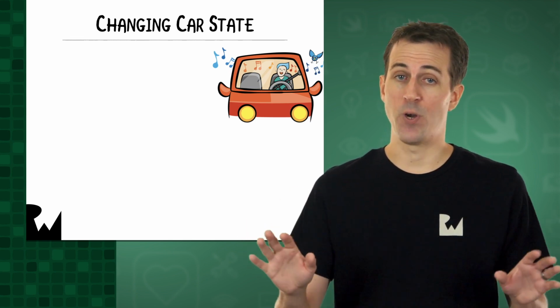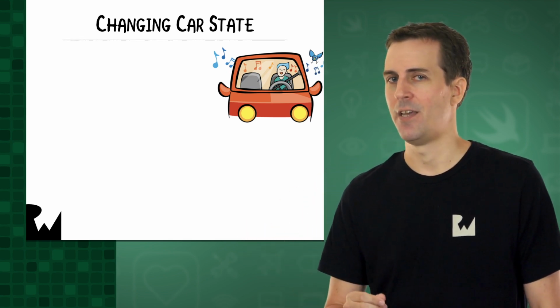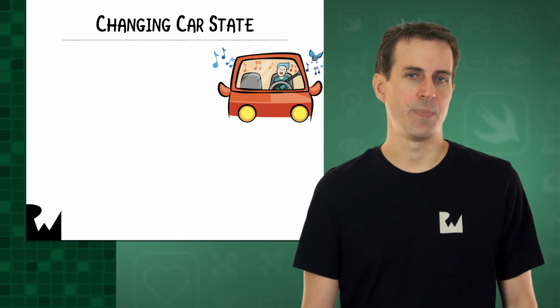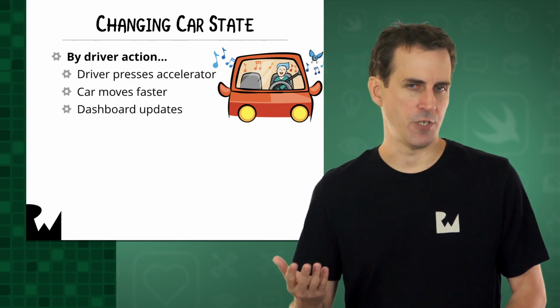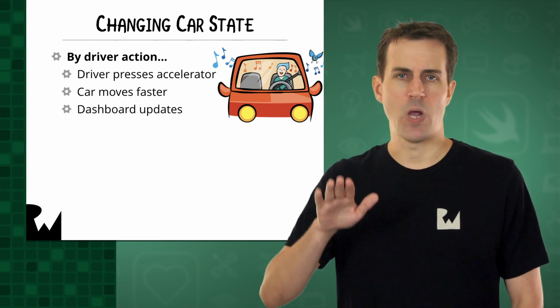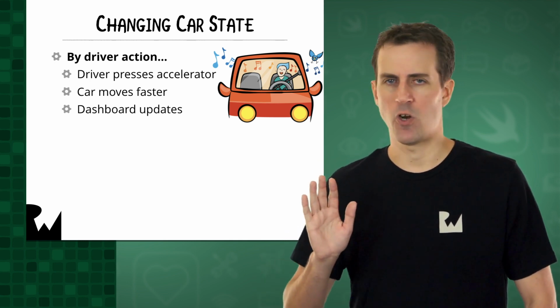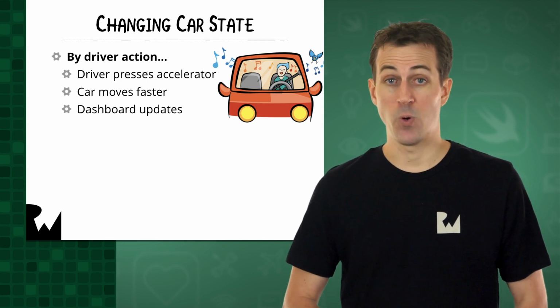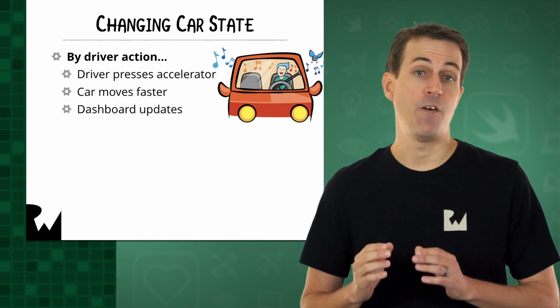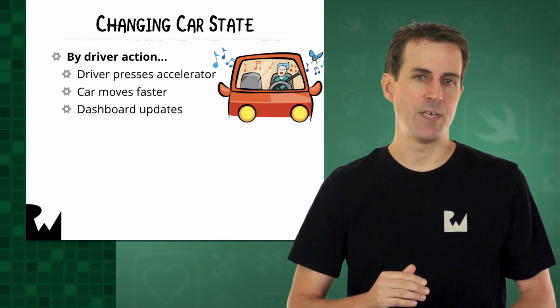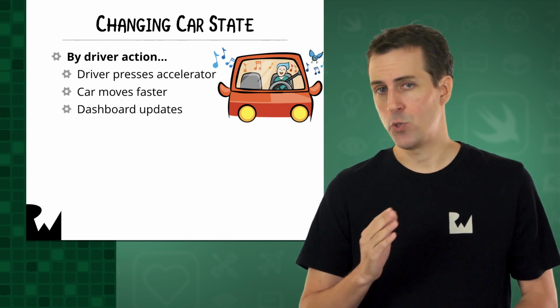Keep in mind that the dashboard isn't actually the car's state, it's just a visualization of it. To see what I mean, think about what happens when the driver changes the car's state. For example, the driver presses the accelerator, and the car starts moving faster. The dashboard then updates to show the new speed. So the car's state is how fast the car is actually moving, and the dashboard is just helping the driver visualize that fact.